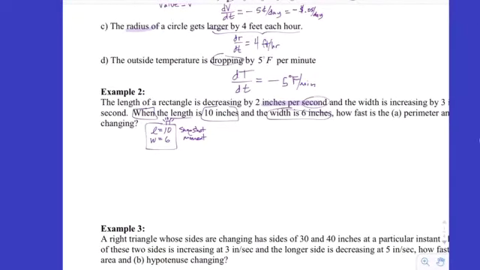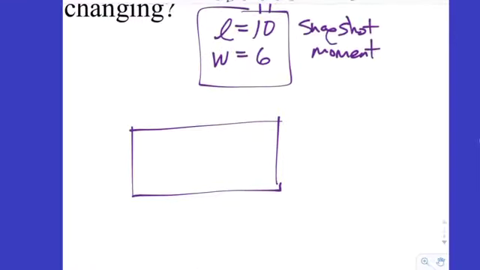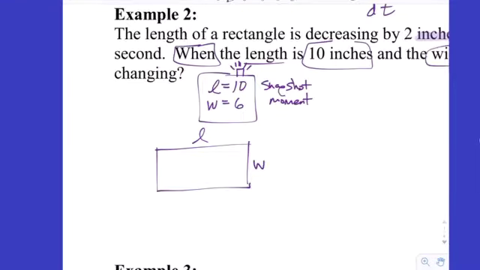Now, just like with optimizations, if a diagram will help you further understand the problem, you should sketch a diagram. We're talking about a rectangle changing. So I'm going to go ahead and draw a rectangle. And I have already chosen the variables to use, L and W. It could be anything, really. So now I've labeled the diagram.